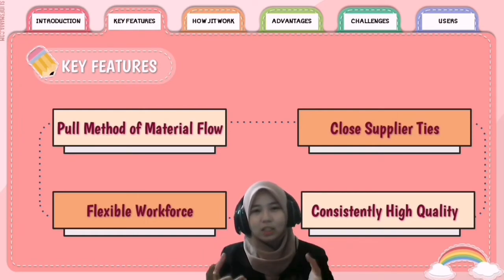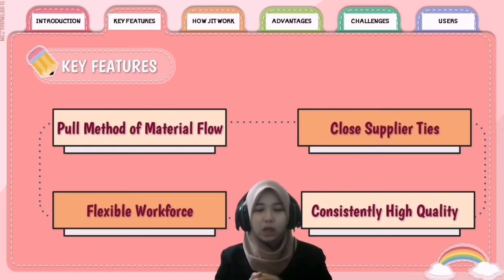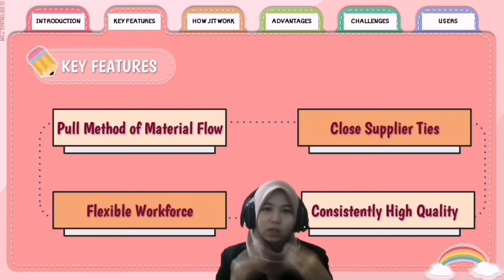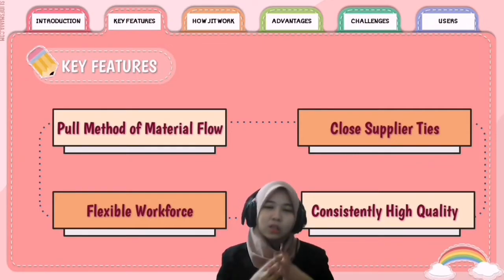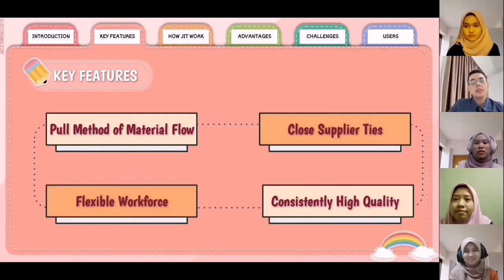And the last one is consistently high quality. The efficiency of the just-in-time system's operation requires conformance to product specifications and quality control at the source, with workers acting as their own quality inspectors, which maintains high quality consistently by eliminating scrap and rework. Are you guys clear with the explanation? If you have any questions, you may ask now.